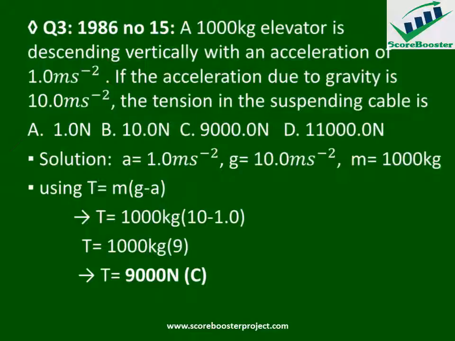And the formula for that, if we can recollect, is the tensional force for an elevator moving downward or descending will be T equals m into g minus a. So our T is equal to m, which is 1000 kg, into g, acceleration due to gravity, that is 10, minus a, which is 1.0. And that will make our answer to be 1000 times 9. 10 minus 1 is 9, making our answer to be 9000 Newton. So making option C the correct answer for this particular question.